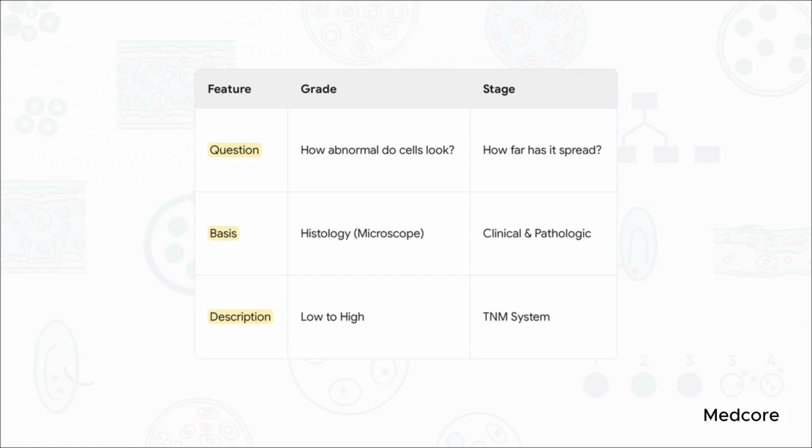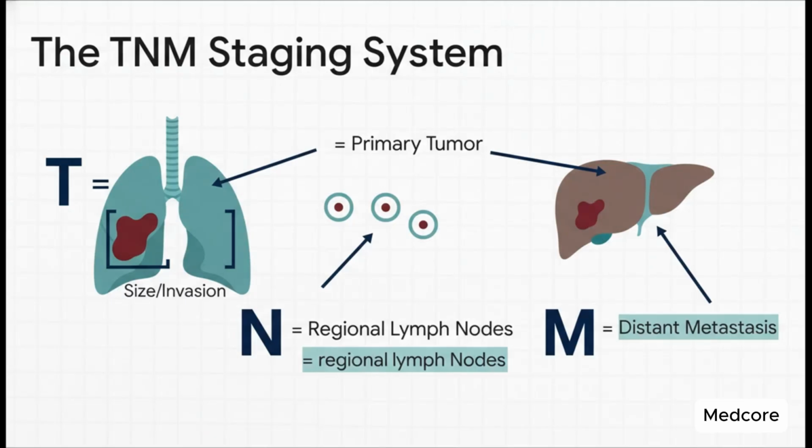For stage, the question is totally different. How far has the tumor spread in the body? It's about location and size. So just remember, grade is looks, stage is spread. So how do we determine the stage? We use this brilliant and universal system called TNM. It's a really powerful tool.